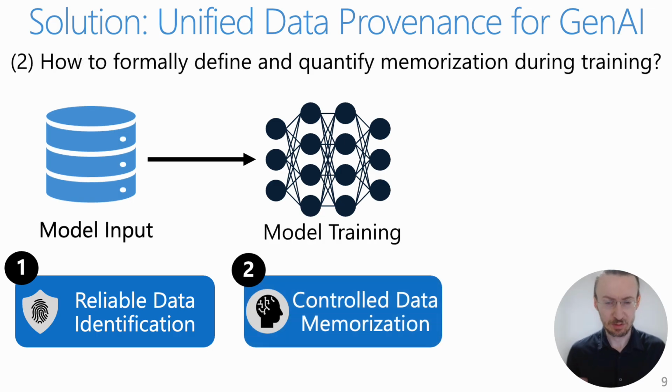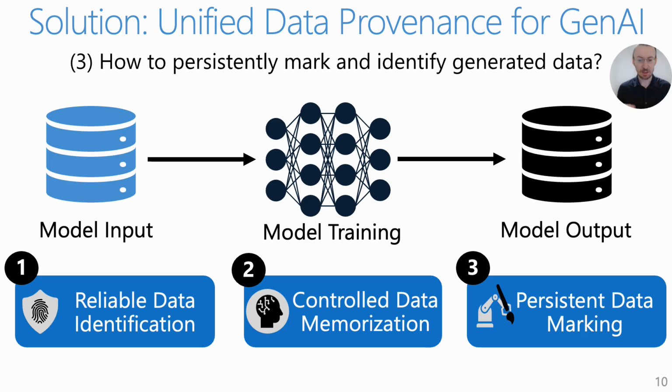The second question during model training is, how can we formally define and quantify memorization? The aim is to control memorization so models learn general patterns rather than memorizing individual samples. And the third question on the output side is, how can we persistently mark generated data, identify it, and prevent its reuse in training future models?